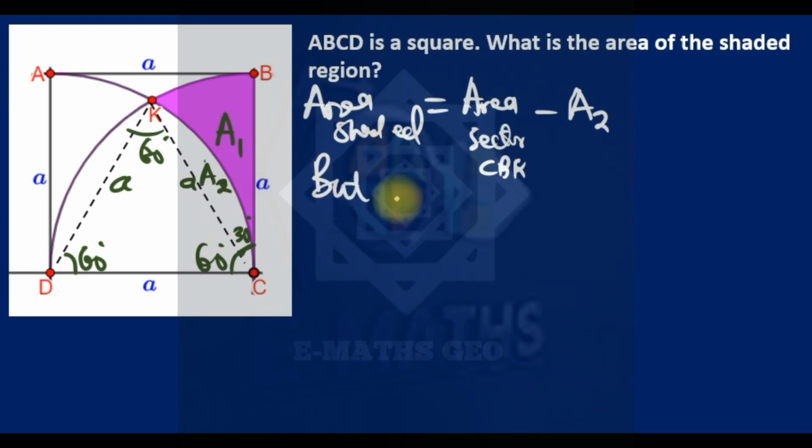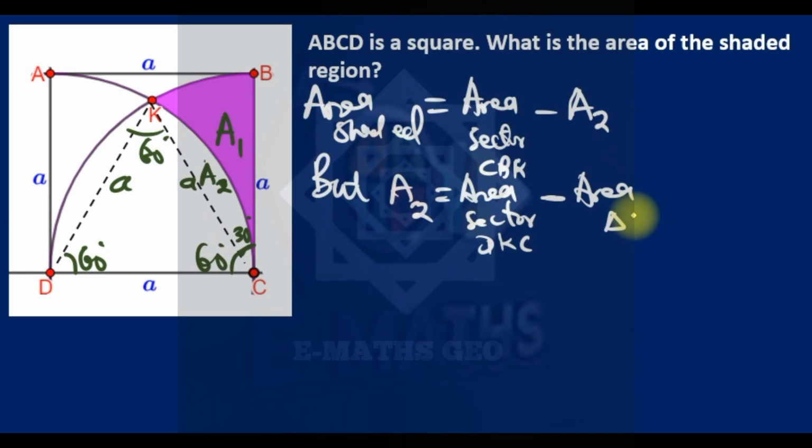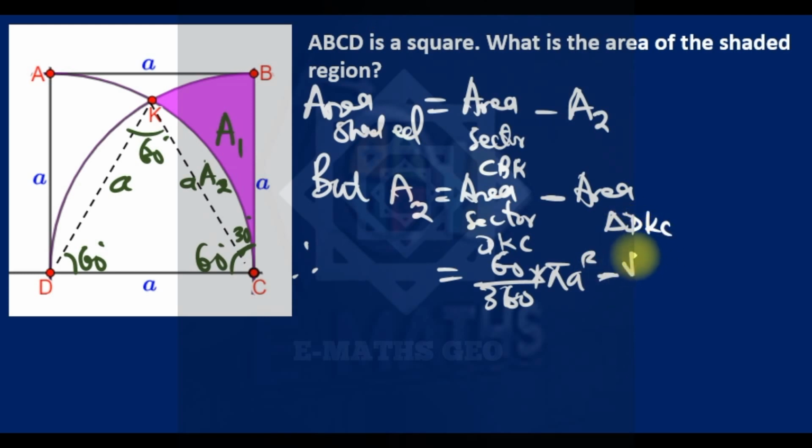But A2 is equal to the area of sector DKC minus the area of triangle DKC. Let's get this. This is equal to the sector, we have 60 over 360 times pi a squared. That's the area of a sector, minus the area of the triangle. This is an equilateral triangle. We have a special formula which is root 3 over 4 times the side squared, and the side is A. So the area of an equilateral triangle is always root 3 over 4 times the side squared. So we now substitute it.